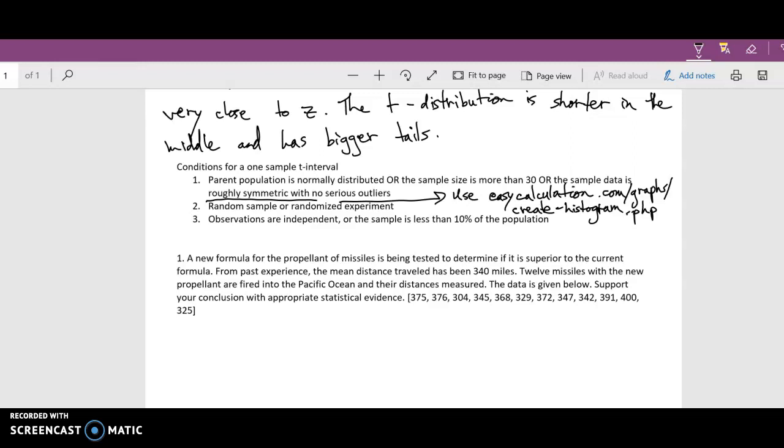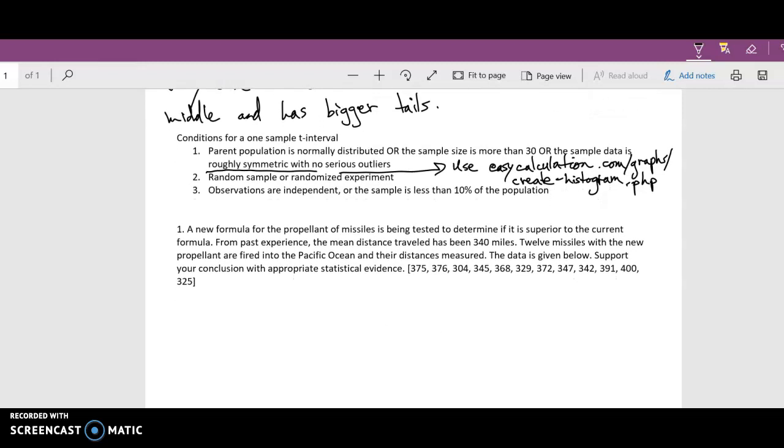First example, a new formula for the propellant of missiles is being tested to determine if it is superior to the current formula. From past experience, the mean distance traveled has been 340 miles. 12 missiles with a new propellant are fired into the Pacific Ocean and their distance is measured. The data is given below. Support your conclusion with appropriate statistical evidence.